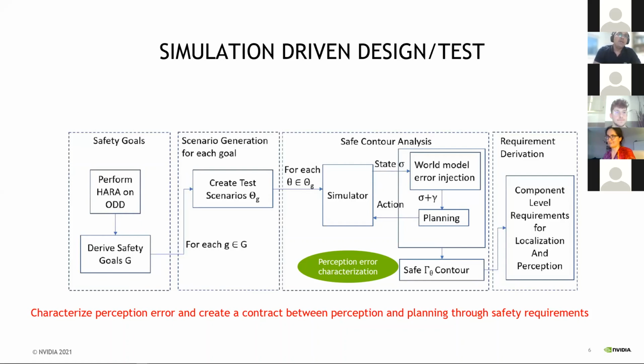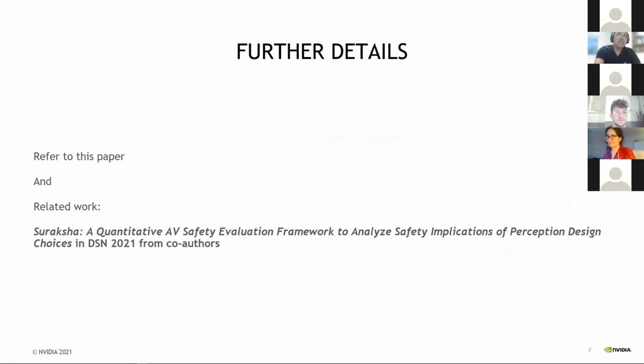What this gives you is what we call the safe gamma contour in the paper, which characterizes the perception error. The idea is that this would allow us to create a contract between the perception and planning through safety requirements. This would give us precise requirements that perception has to fulfill for a particular planning component to behave. So you get component-level requirements for localization and perception. We are working on this. For further details, please refer to the paper.